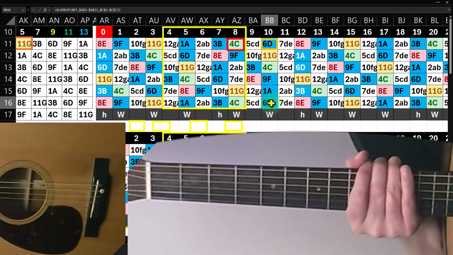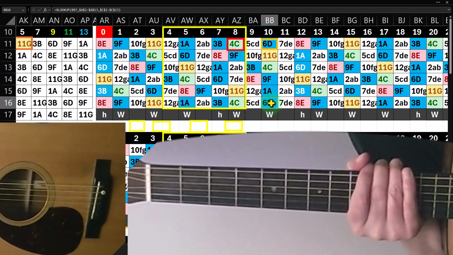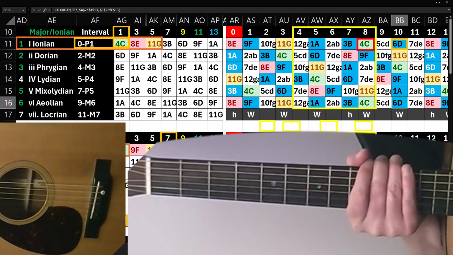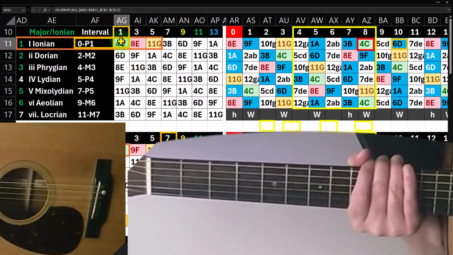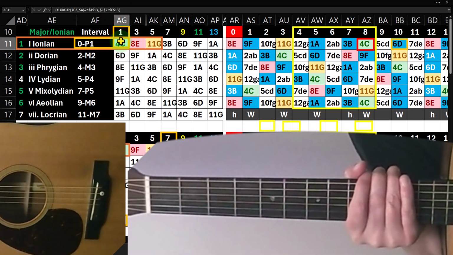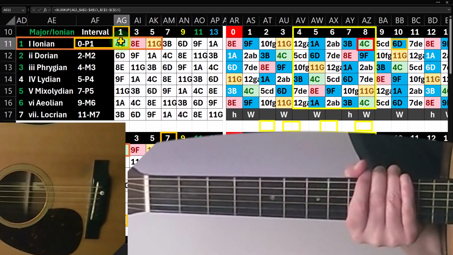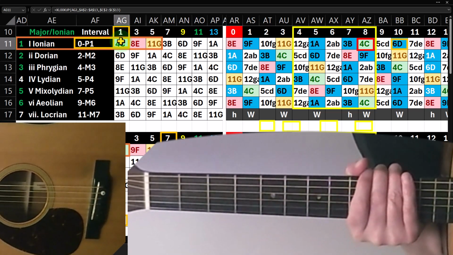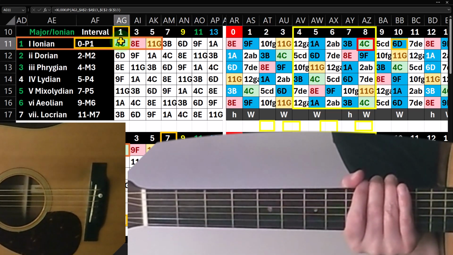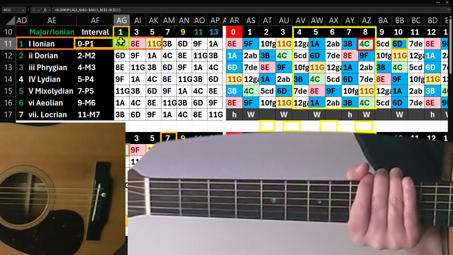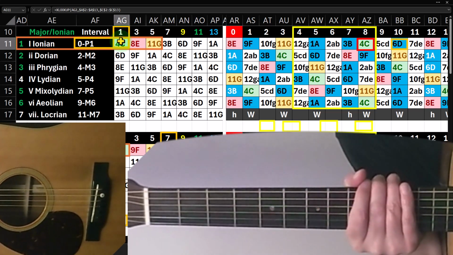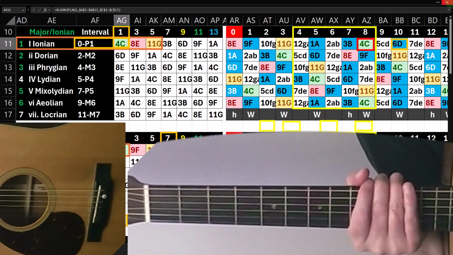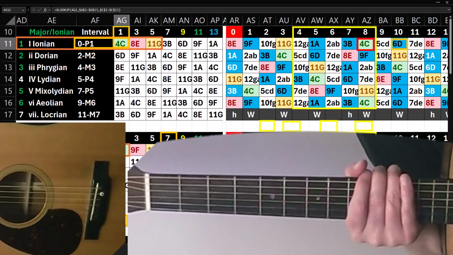So when I measure the intervals, I'm always going up, right? I'm always going one direction. But when I look at the formula, I'm taking whole steps and half steps, which means I can take whole steps and half steps going forward through the formula, or whole steps and half steps going backwards through the formula. Okay, so those are a couple of things that I want to keep in mind.